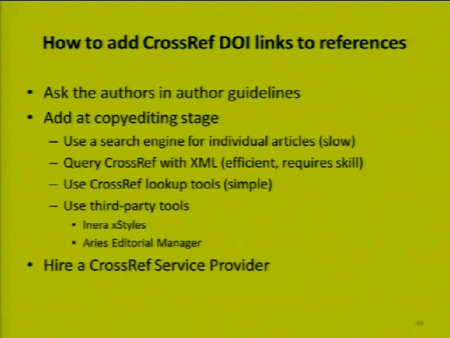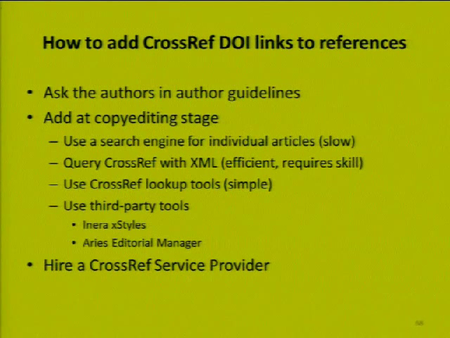Now, how do you add them? Ideally, you want to get the authors to add DOIs into the articles. That would be the ideal situation, because then you don't have to do it. Alternatively, when you copy edit an article or a book chapter, after it has been accepted and it's then edited for style, for consistency, etc., then the copy editor can add DOIs at that stage. There are different ways of doing it, and I'll go through some of them.